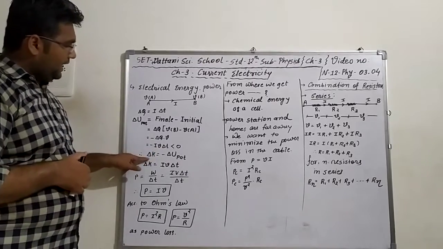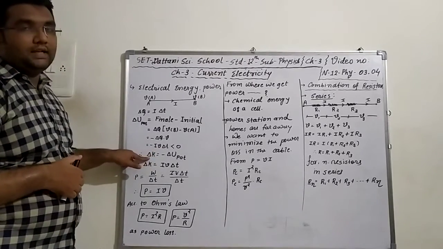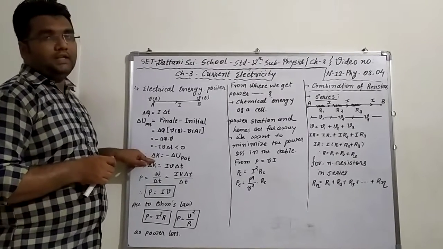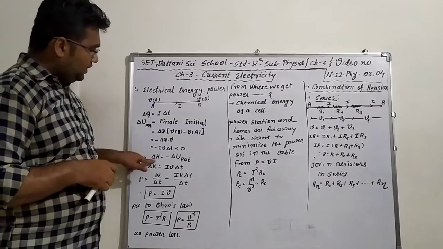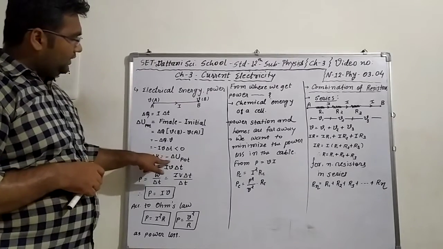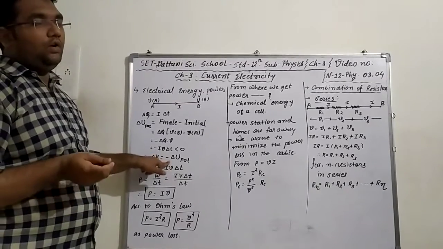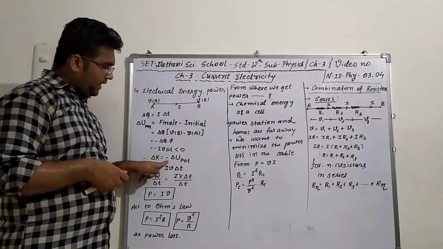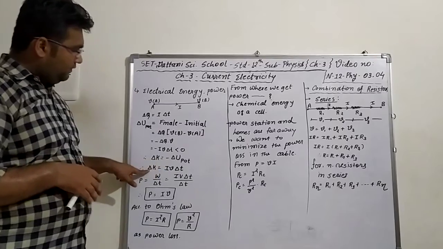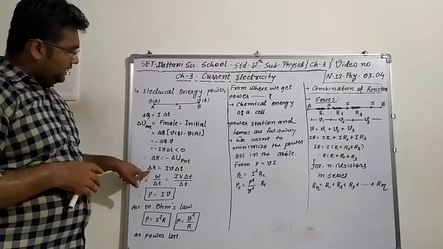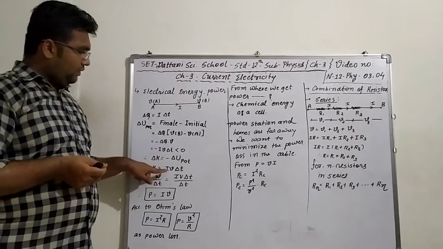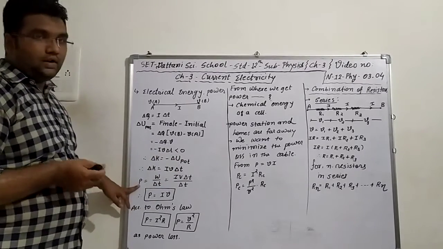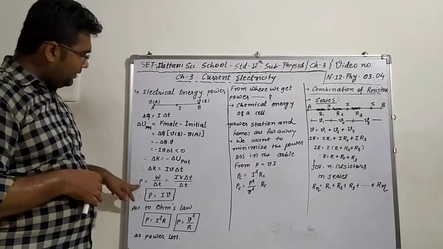As we know, delta K is the change in kinetic energy, where K is for kinetic energy. The change in kinetic energy equals the negative value of change in potential energy. So minus minus will cancel and we get the change in kinetic energy equal to I into V into delta T. So now we have the formula of power.